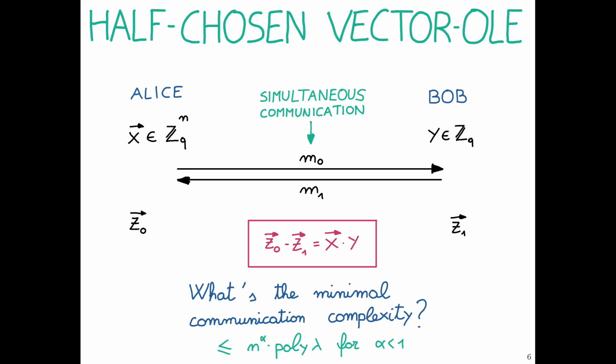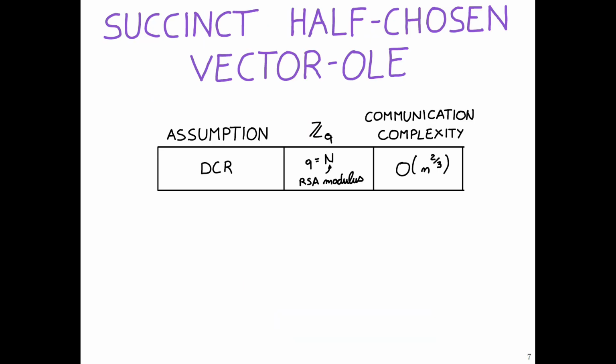And they have communication proportional to n to the power alpha, for some alpha less than 1. Because of this sublinear communication complexity, we call these schemes succinct half-chosen vector OLE. Here's a summary of our constructions of succinct half-chosen vector OLE. Our first constructions achieve alpha equals 2/3 from a variety of assumptions.